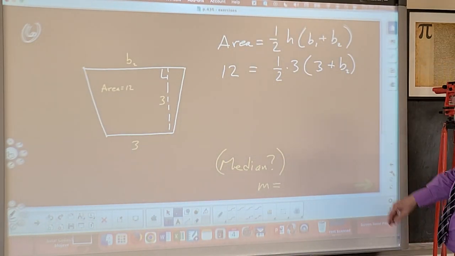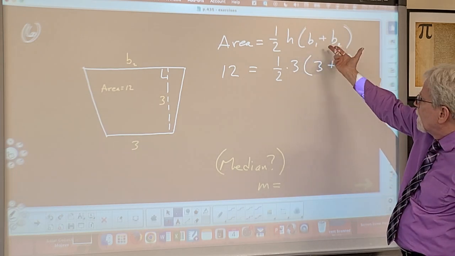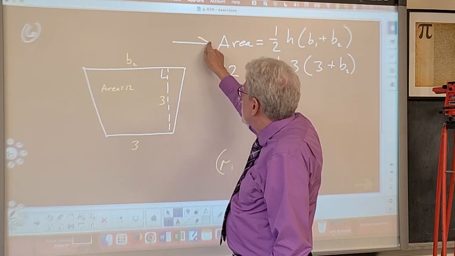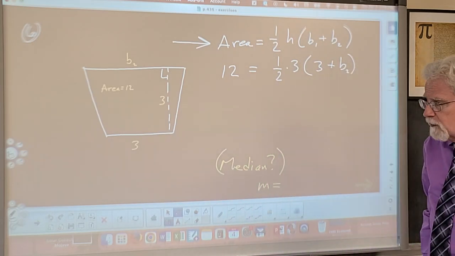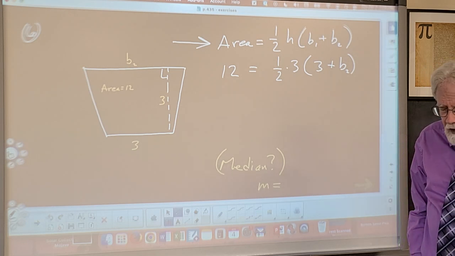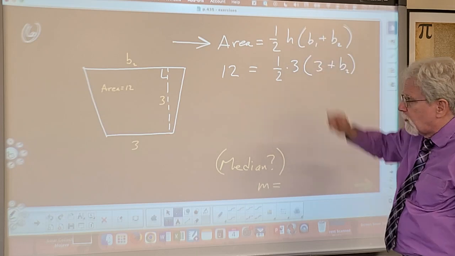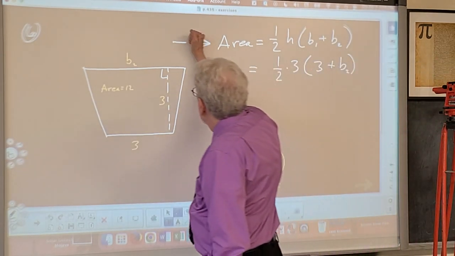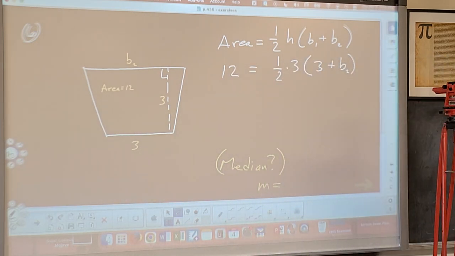Okay, number 6. Again, area is 1/2 times height times the sum of the bases. By the way, on the test, I do not give you that formula. You have to know the formula for the area of a trapezoid before you walk into the test. When's the test? I don't know yet. I haven't figured that out. But when we do have the test, you have to know the formulas. I will not give them to you. And if you know the formula, then everything else becomes easy.